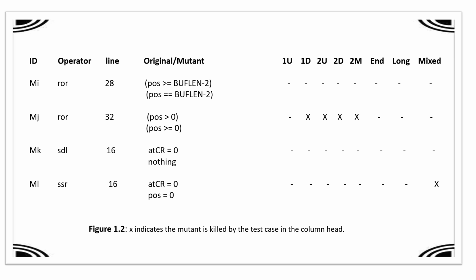Test cases 1D, 2U, 2D, 2M indicate X. Mk, SDL, line 16, at CR is equal to 0, nothing. Here all the test cases are empty. Ml, SSR, line 16, at CR is equal to 0, position is equal to 0. The mixed test case indicates X. X indicates the mutant is killed by the test case in the column head.